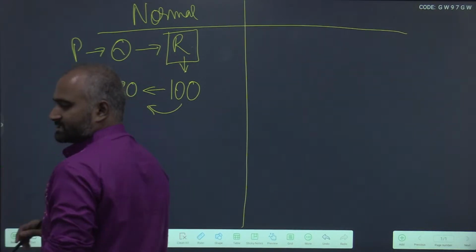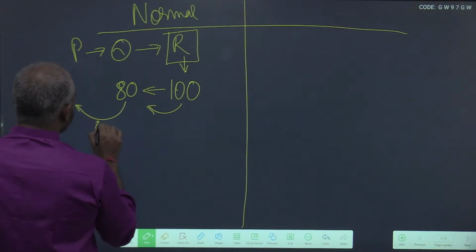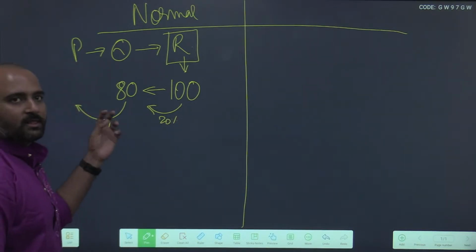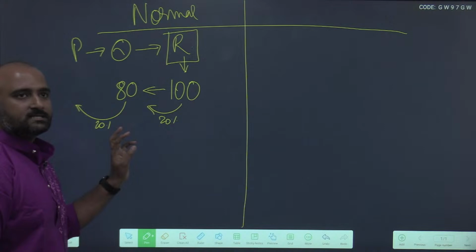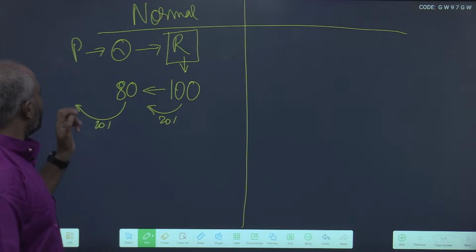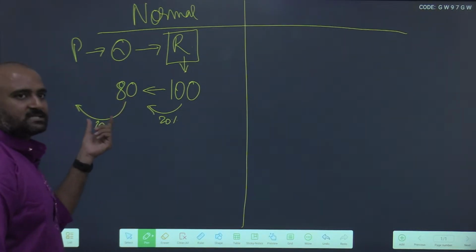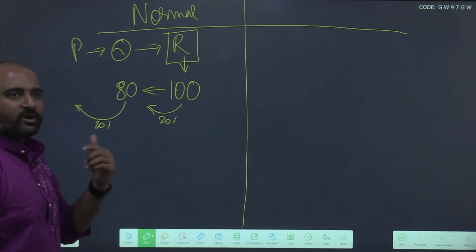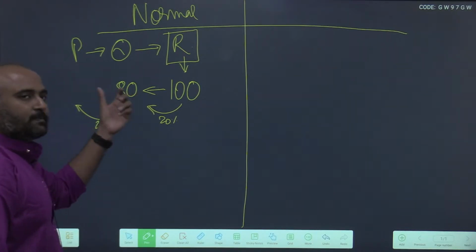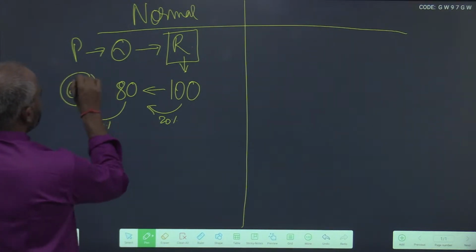Next, P's salary is 20% lower than Q. Instead of doing all this calculation, simply by observing the values you can find out what P is. What is 10% of 80? It is 8. So 20% is 2 times 10%, that means 2 times 8, 16. So 20% less: 80 minus 16 is 64.